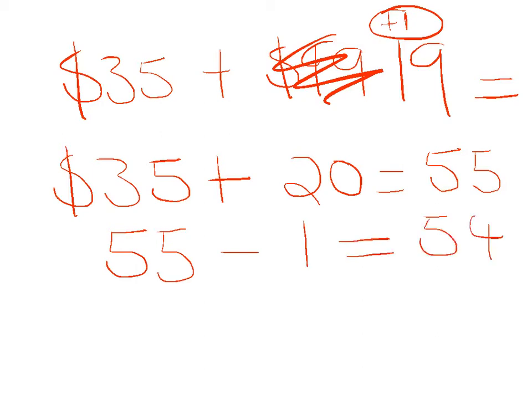Okay, so let me go through that again. The first step was we turned this 19 into 20 because that's the nearest tidy number, the nearest one to 19. And we did that by adding 1. So when we did 35 plus 20 makes 55, and then we took this 55 and we took away 1, which equaled 54. And the reason we took away 1 here is because all the way up here we had added that 1 to 20. Let's try another example.